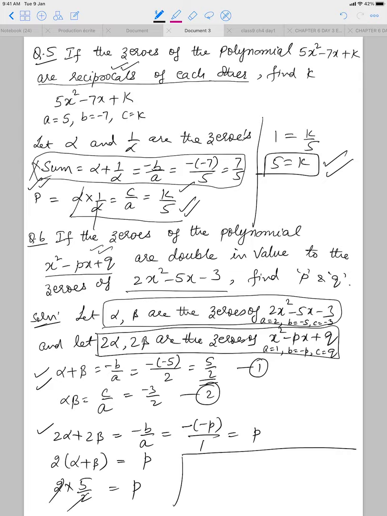Similarly, after making this sum, I can make another equation with product also. 2 alpha into 2 beta is equal to c upon a. That means 4 alpha beta is equal to q upon 1. And now what is the value of alpha beta? That is minus 3 by 2. So 4 into minus 3 by 2 is equal to q, and that will be minus 6.